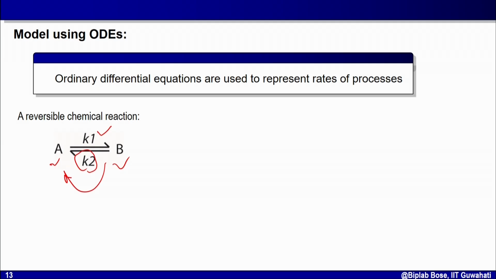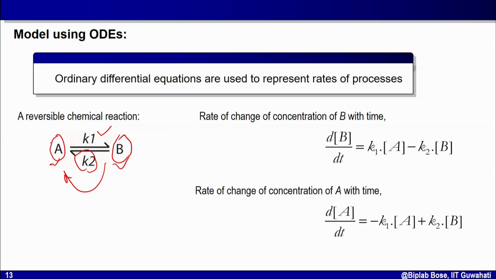When I say I want to model this reversible process, essentially I want to write a mathematical equation that will represent the rate of change of B and the rate of change of A. Let's see. The first ODE that I have written represents the rate of change of concentration of B with time. So how am I representing it with an ODE? I have written dB dt.